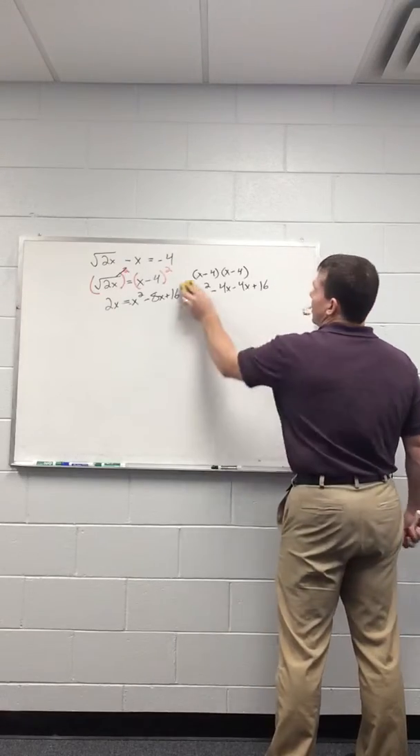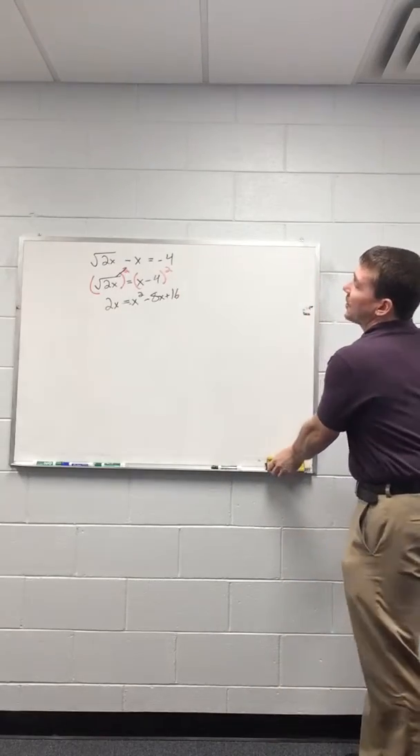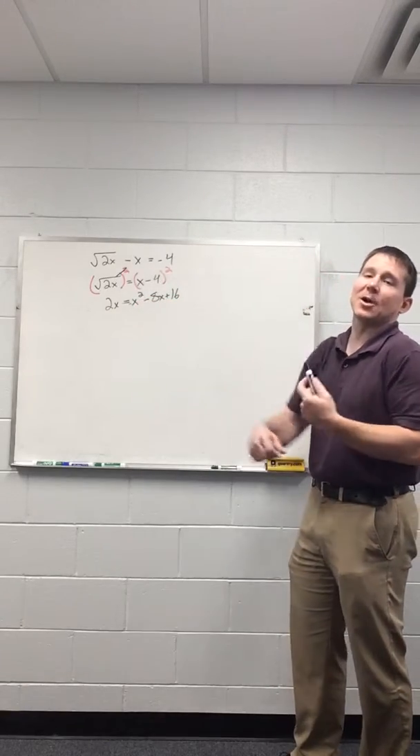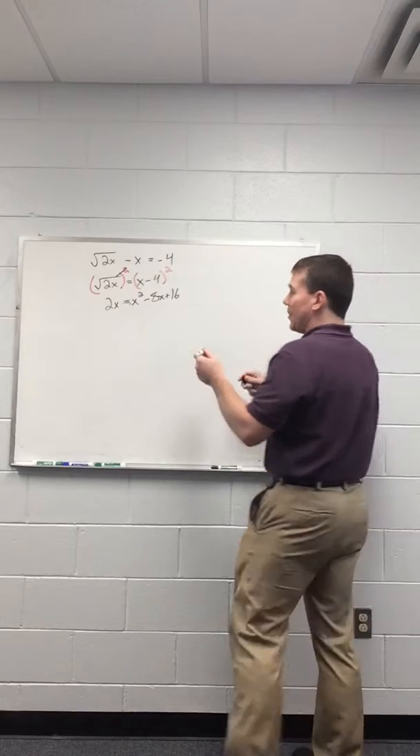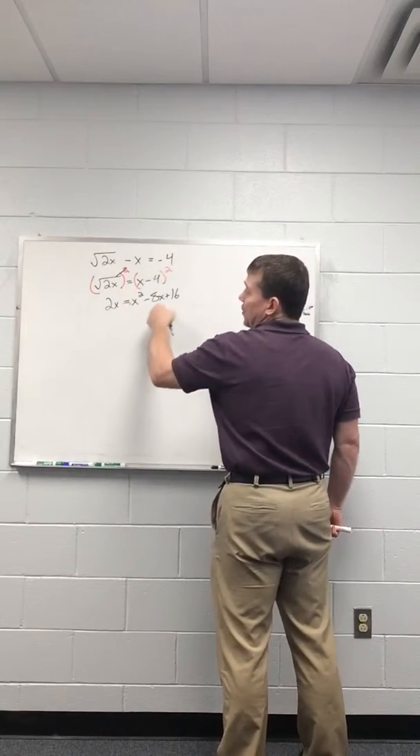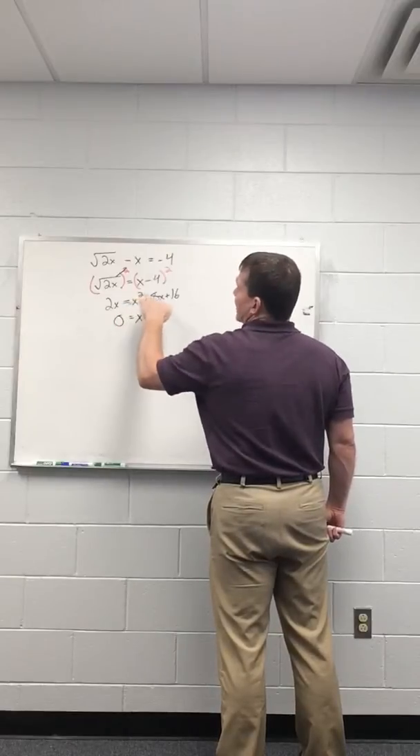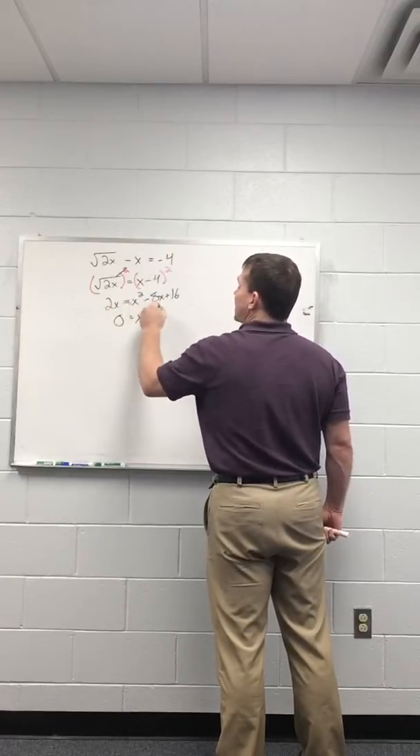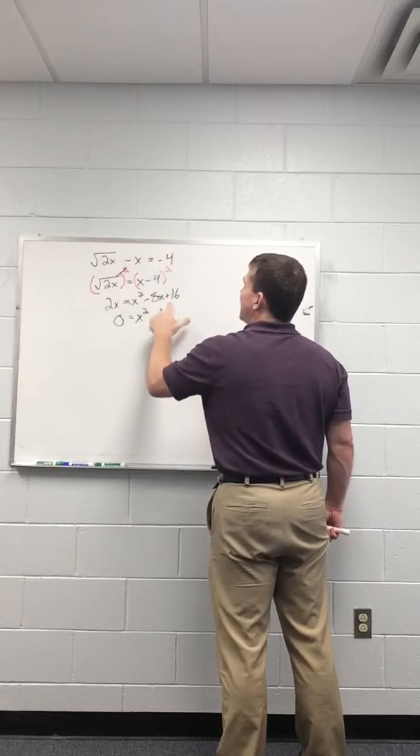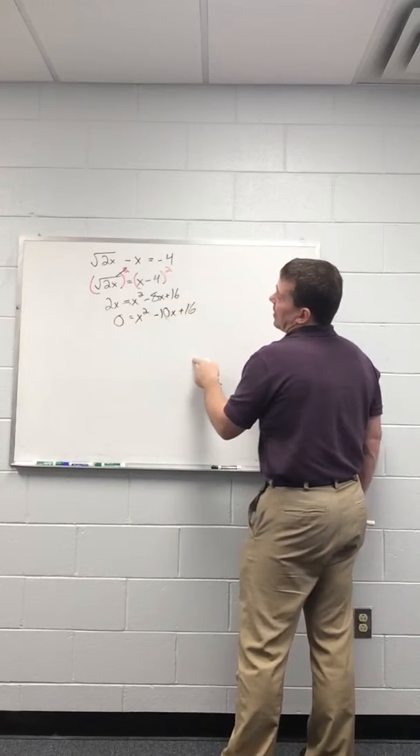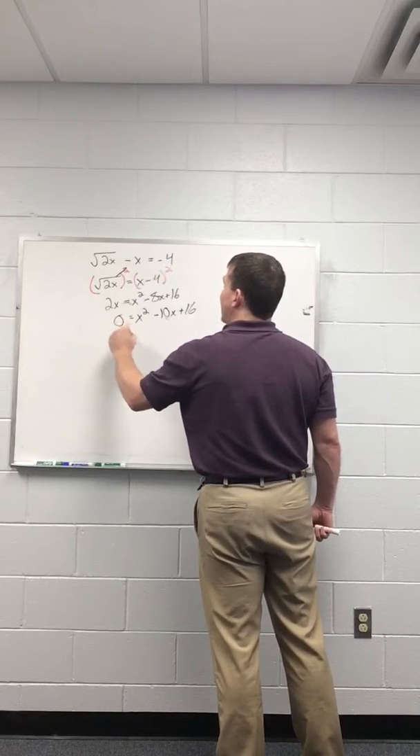Now, just solve that. The radical is gone. In this case, now I have a quadratic equation, so solve the quadratic. Set it equal to 0 and go from there. So I'll bring the 2x over. 0 equals x squared. Let's see. Minus 8x minus 2x is minus 10x plus 16.